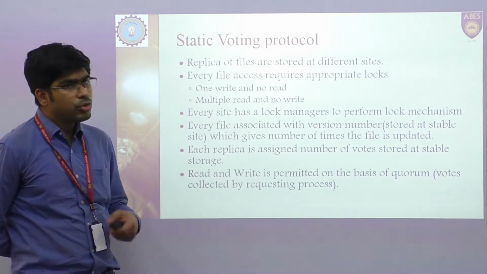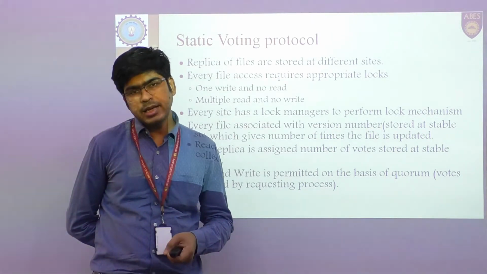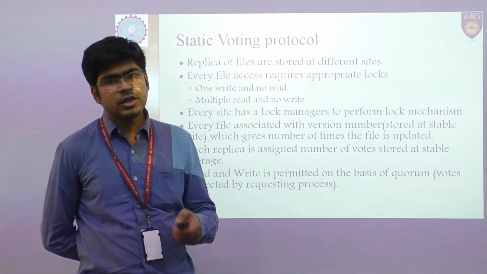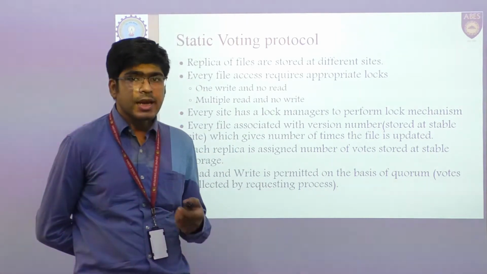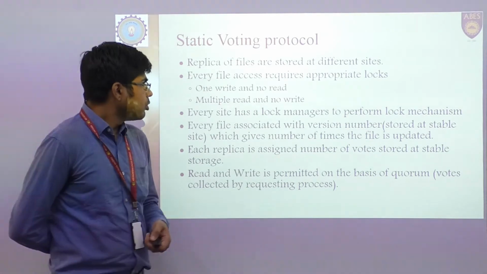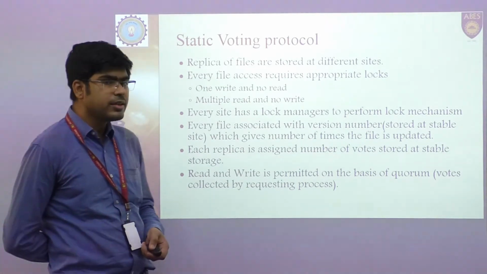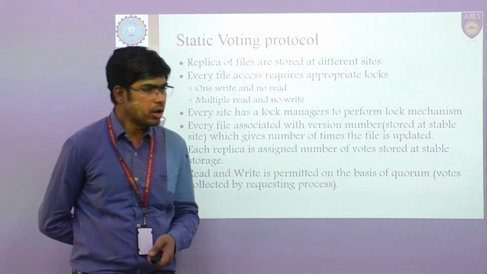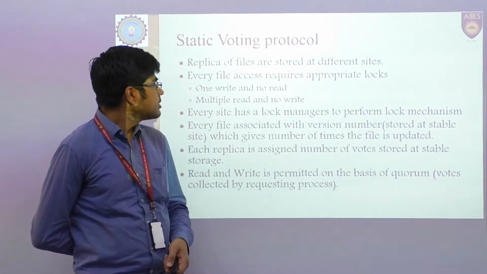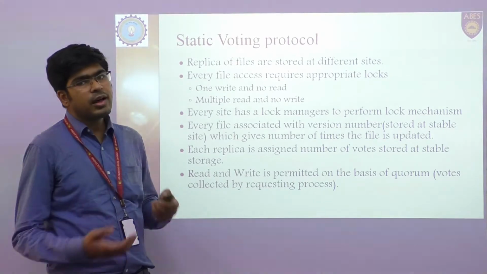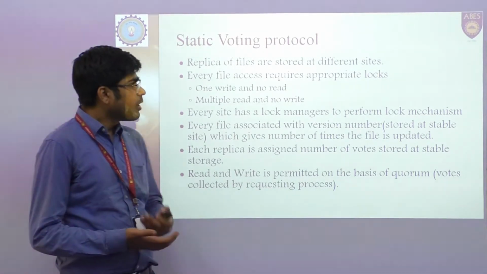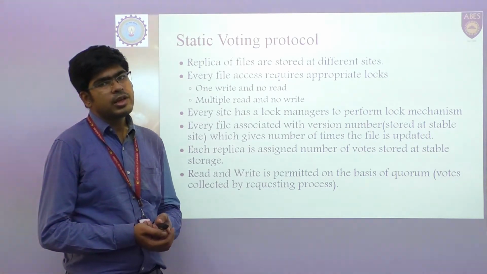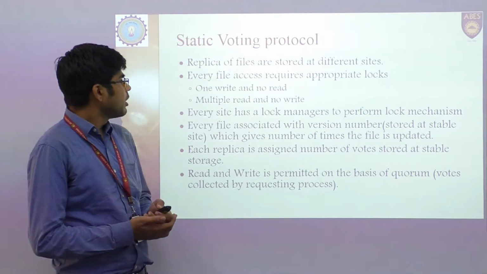Now, there are two kinds of voting protocols. One is a static voting protocol, another is a dynamic voting protocol. Initially, I am going to discuss the static voting protocol. What are the different things that we will require for a static voting protocol? The number one thing is that we have to get the replicas of all the files stored at the different sites. Only then can we go ahead.